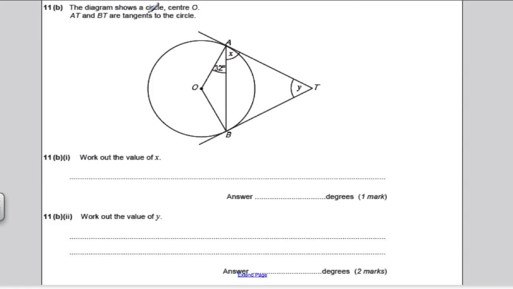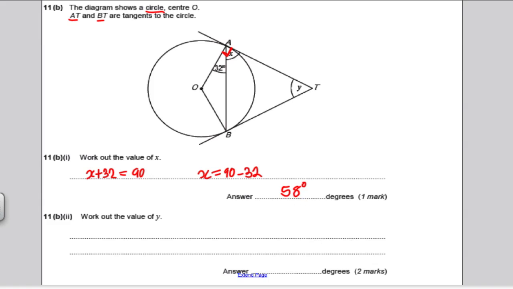11b, the diagram shows a circle centre O, AT and BT are tangents to the circle. Now this here, OA is a radius because it's from the centre to the circumference, and OB is a radius. Now you should know, one of your circle theorems is that a tangent and a radius to a circle meet at 90 degrees. They always form a 90-degree angle. So therefore x plus the 32 must add up to 90. So x must be 90 subtract 32, which is equal to 58 degrees.